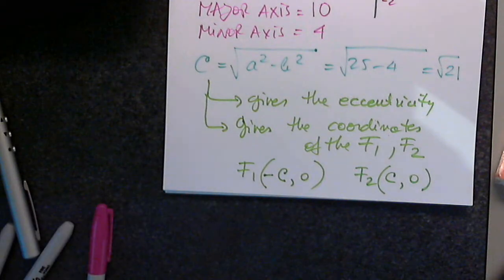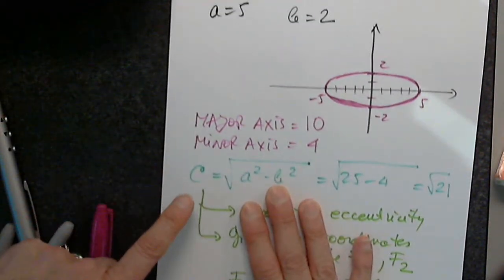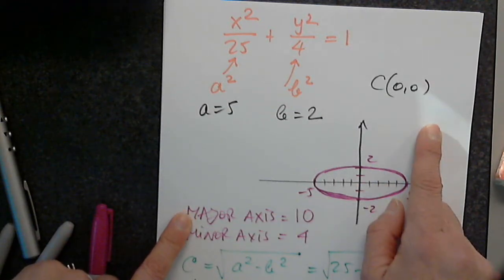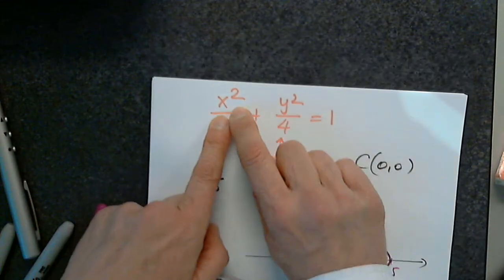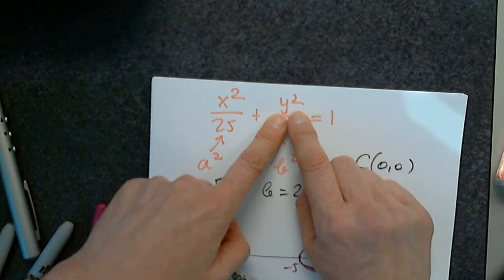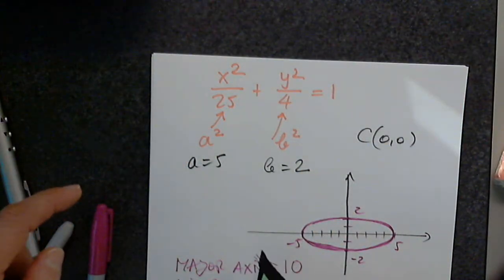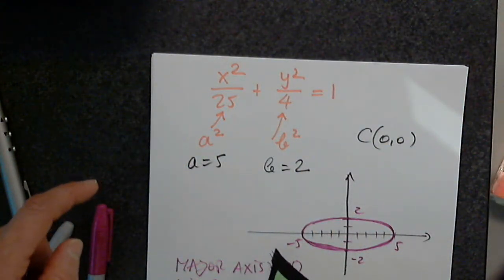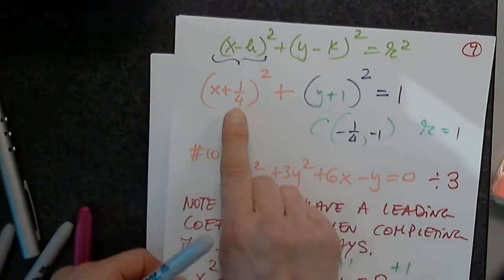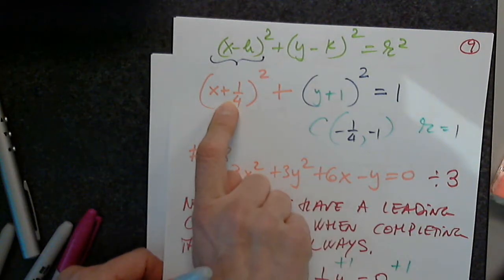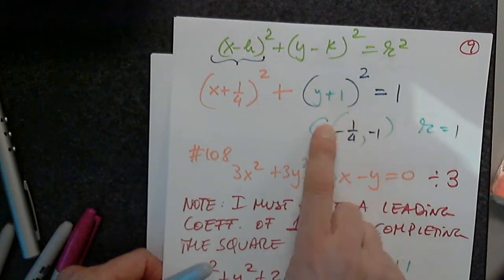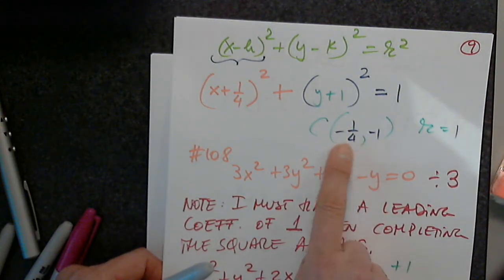How do you get the center? It's the origin. These are not shifted yet. If we change this into x minus 1 squared, then it shifts. So if you remember for the circle, this was shifted to the left 1/4 and up 1 as the center. Alright, so there's no shift values here.